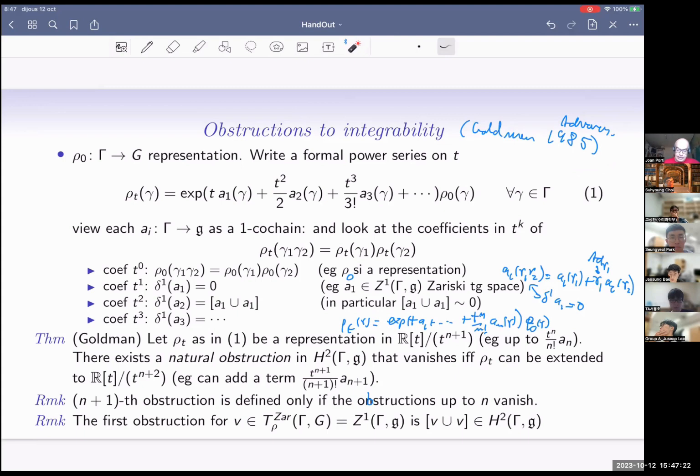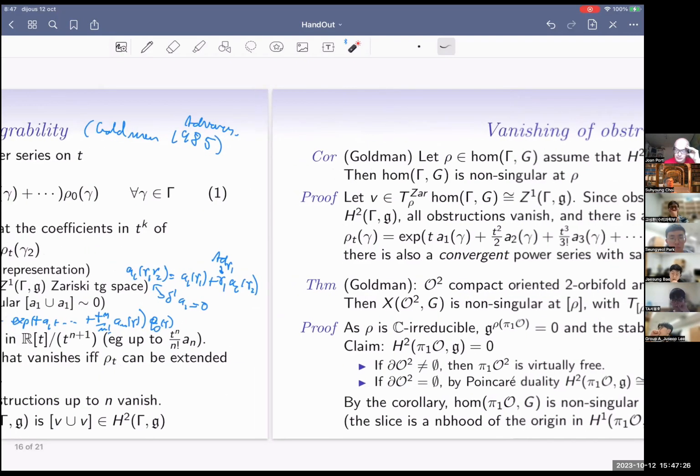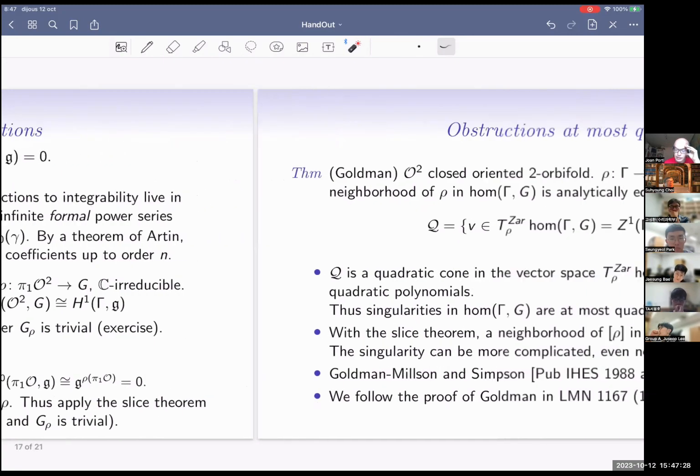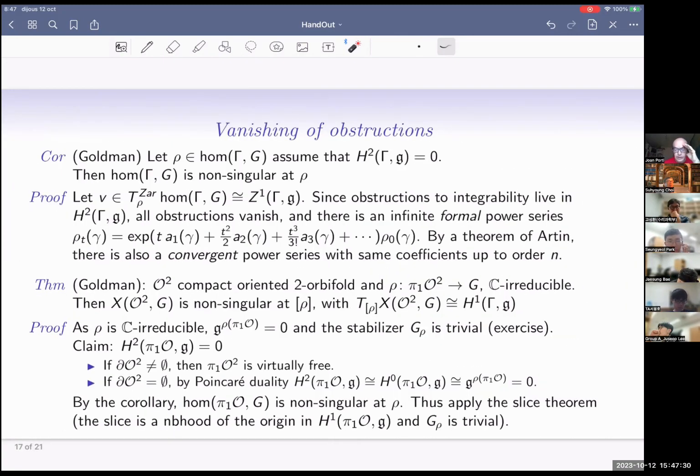Right. So let me just finish to show how this is used, because then we'll leave material for the next day, and we'll review this. Okay. So these are two theorems. Well, two corollaries.